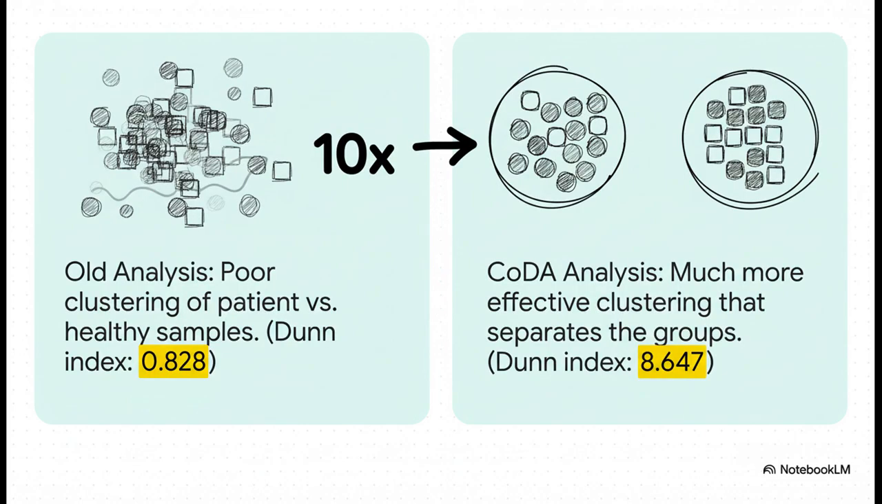This next one is just a brilliant illustration of how much clearer the picture gets. In this leukemia dataset, the old analysis could barely tell the difference between samples from patients and samples from healthy people. The data was just a big mess. But look what happens with CODA. The separation is night and day. It's incredibly clear, and the quality score for that separation is literally more than 10 times better.